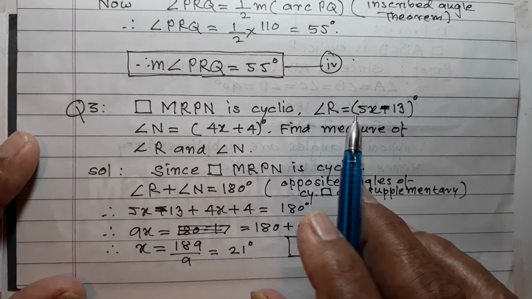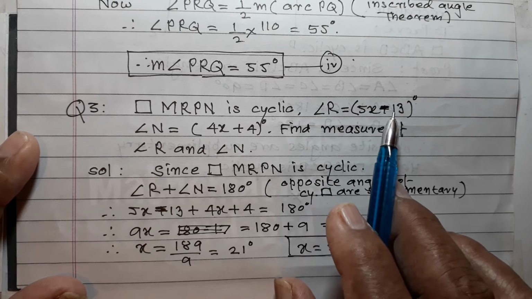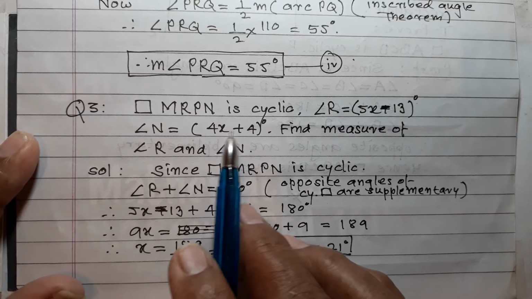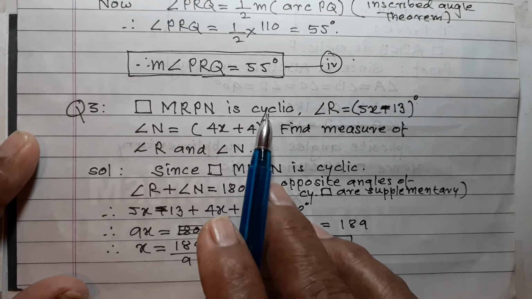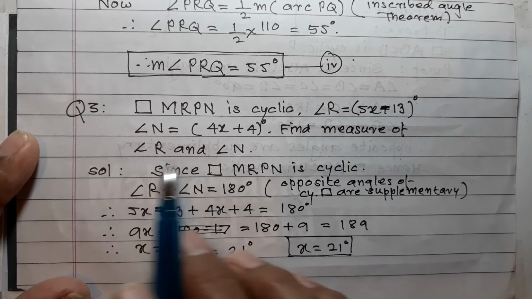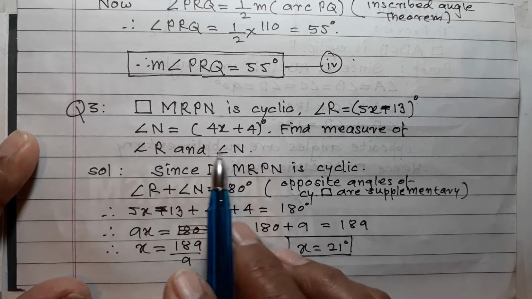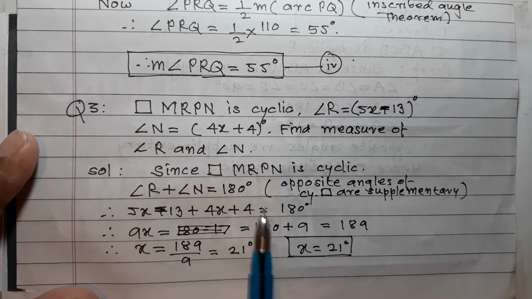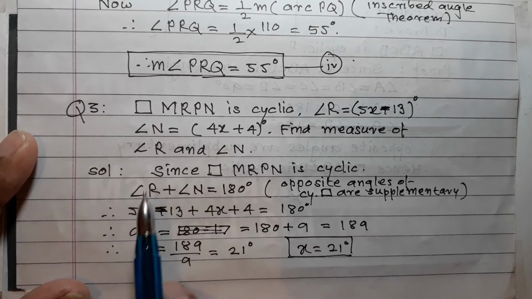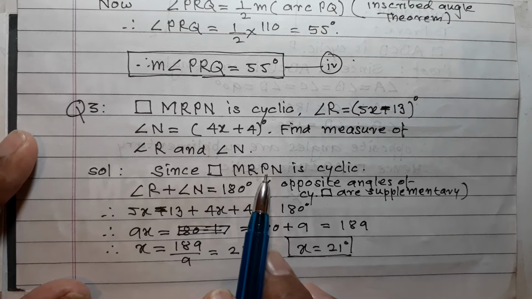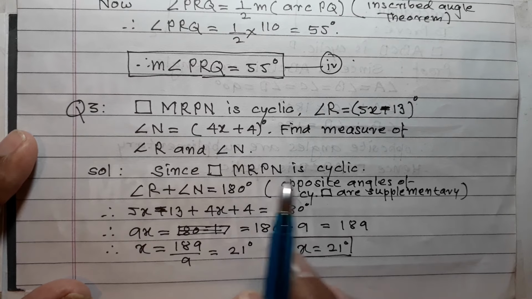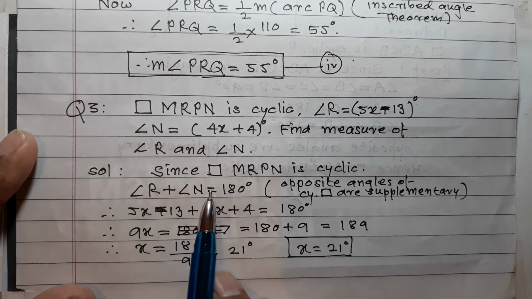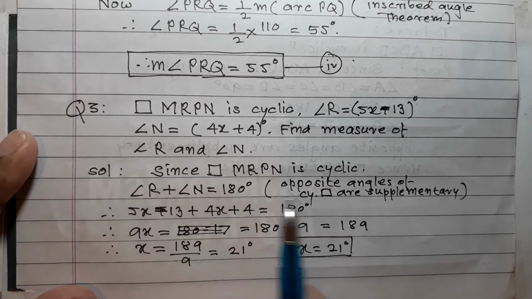Angle R is equal to 5x minus 13 degrees. Angle N is equal to 4x plus 4 degrees. Find the measure of angle R and angle N. Okay, now this is a simple question. Solution. Since quadrilateral MRPN is cyclic, angle R plus angle N is equal to 180 degrees.